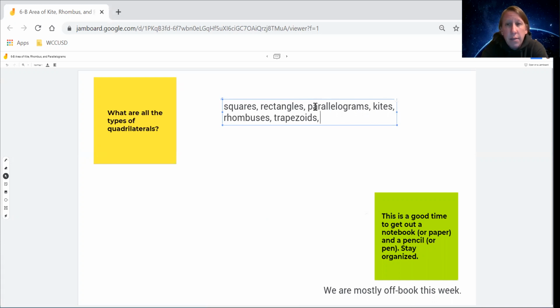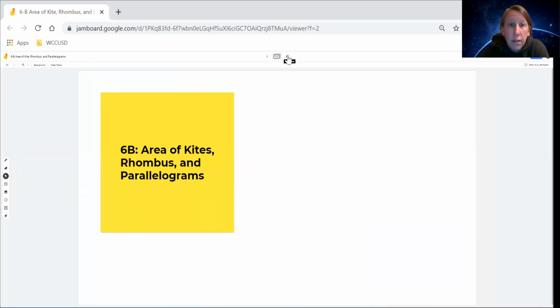I feel like I'm missing something. Just a quadrilateral. Maybe you can find something I'm missing. So today we're going to talk about the area of kites, rhombi, and parallelograms. And I learned that you can say either rhombi or rhombuses. Both are allowed.